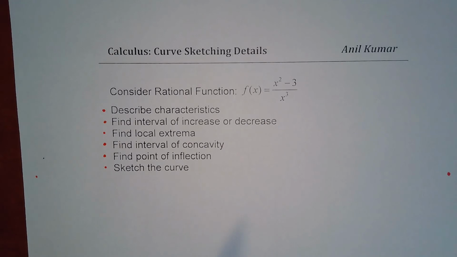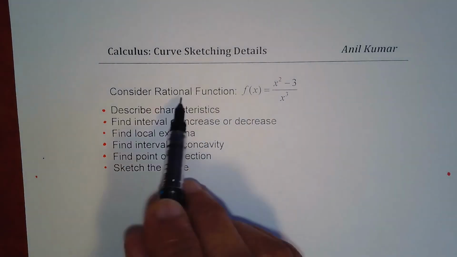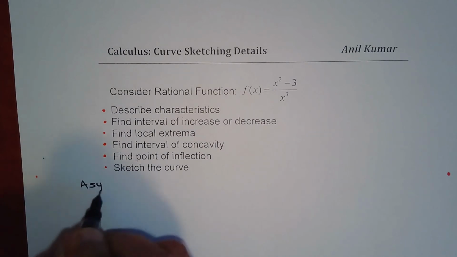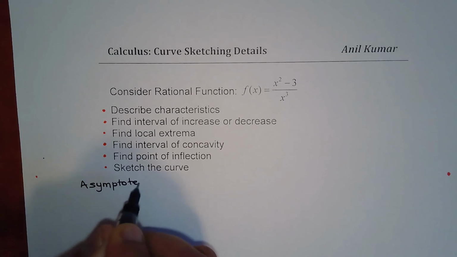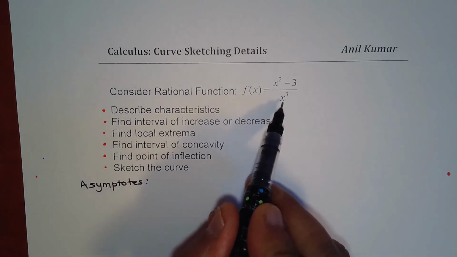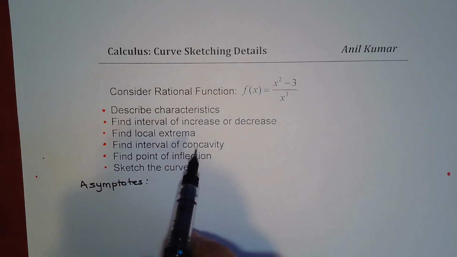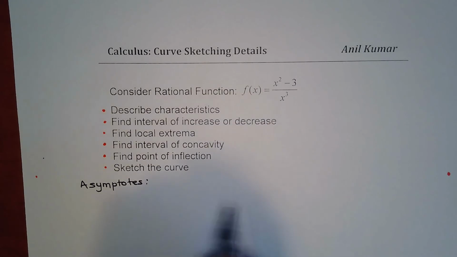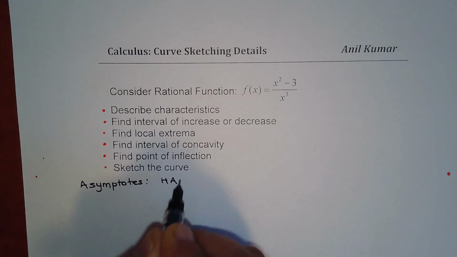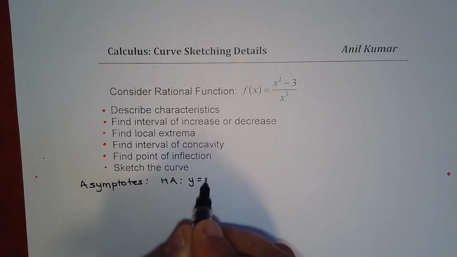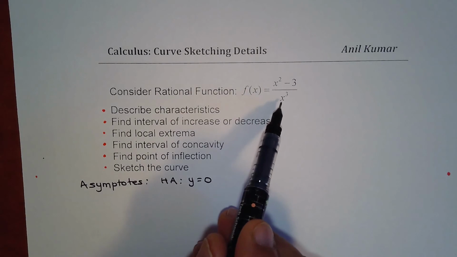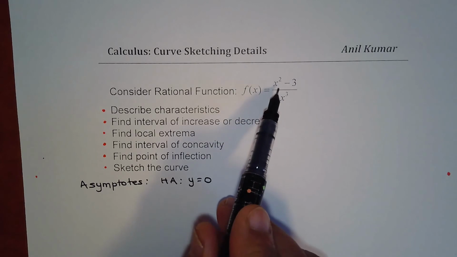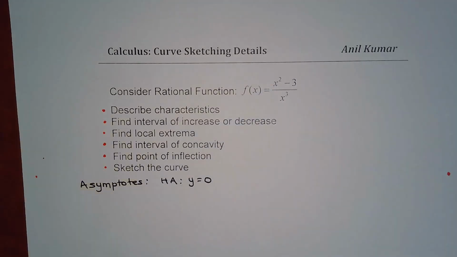Some of the important characteristics whenever you look into a rational function are asymptotes. So let me write down here, asymptotes. Since the degree of the denominator is higher than that of the numerator, we have a horizontal asymptote here. So that is very clear. We have a horizontal asymptote which is y equals 0. When x approaches a very large negative or positive infinity, the function is going to approach 0. So that becomes your horizontal asymptote.